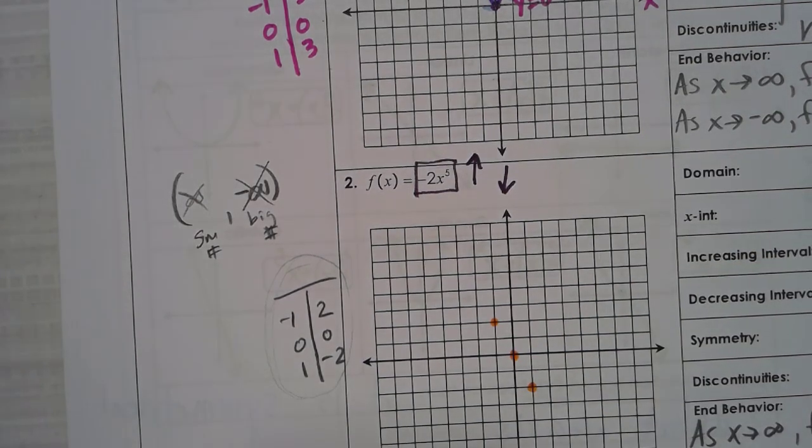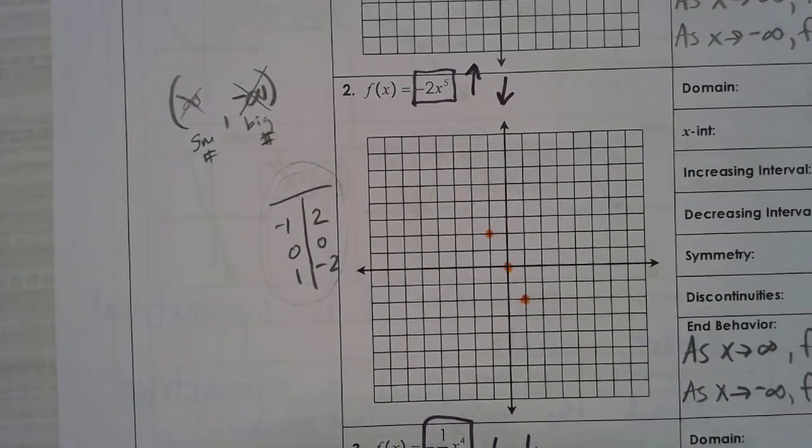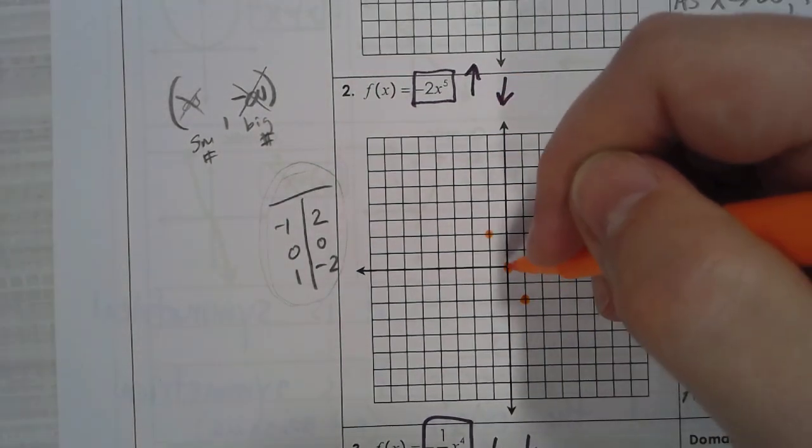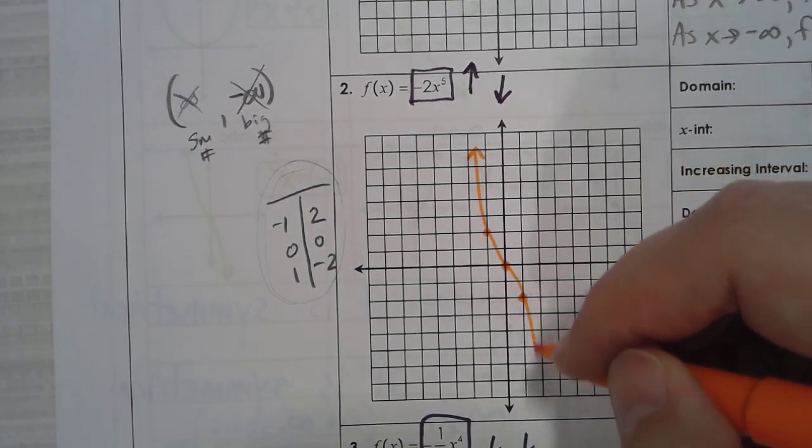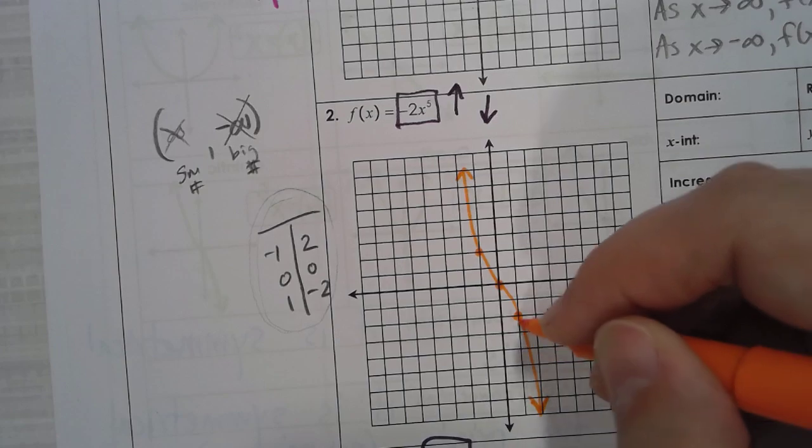Okay, and remember when we graph these 3 points, they look linear, but we just have to remember that this is a cubic or a quartic function. So it goes curvy up on one side and then curvy down on the other.